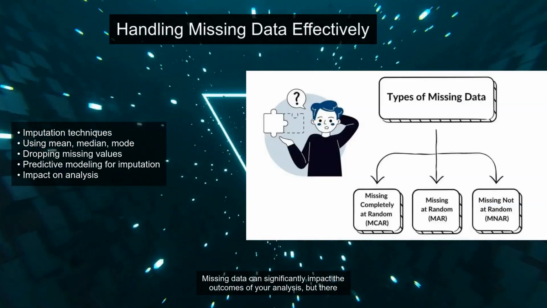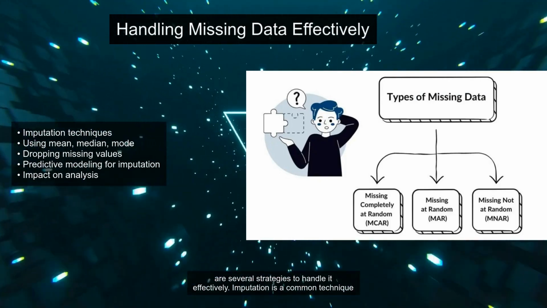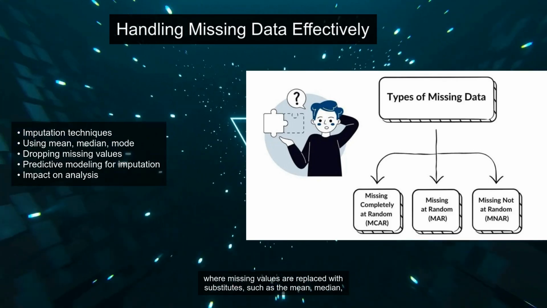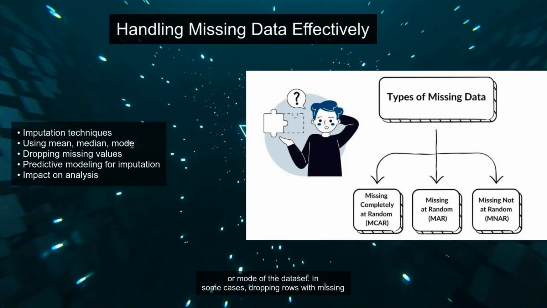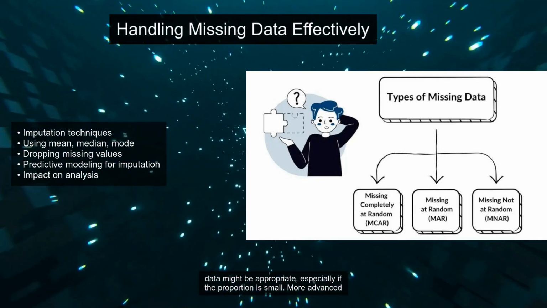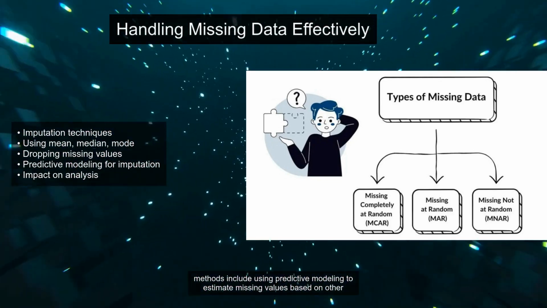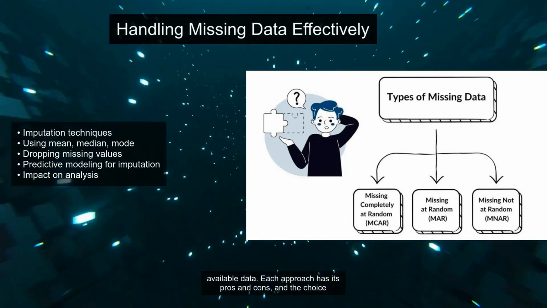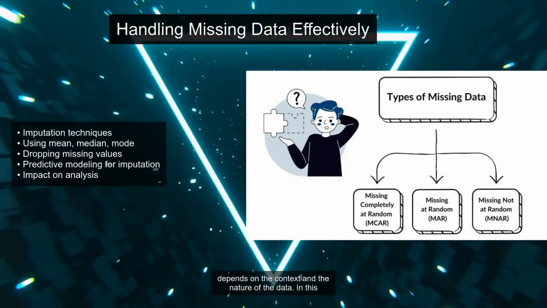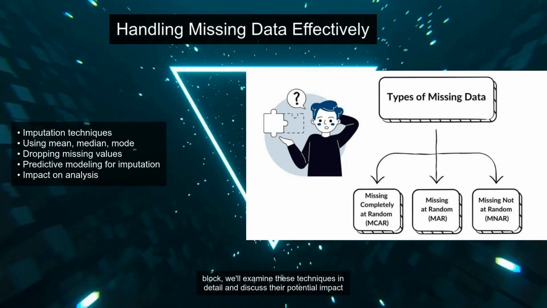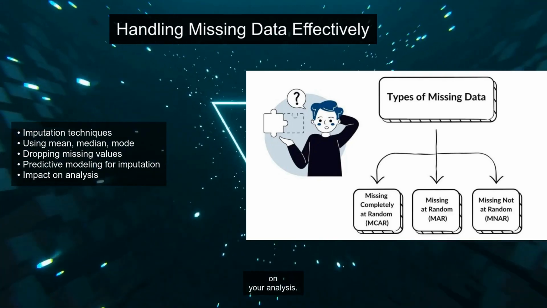Missing data can significantly impact the outcomes of your analysis, but there are several strategies to handle it effectively. Imputation is a common technique where missing values are replaced with substitutes, such as the mean, median, or mode of the dataset. In some cases, dropping rows with missing data might be appropriate, especially if the proportion is small. More advanced methods include using predictive modeling to estimate missing values based on other available data. Each approach has its pros and cons, and the choice depends on the context and the nature of the data. In this block, we'll examine these techniques in detail and discuss their potential impact on your analysis.